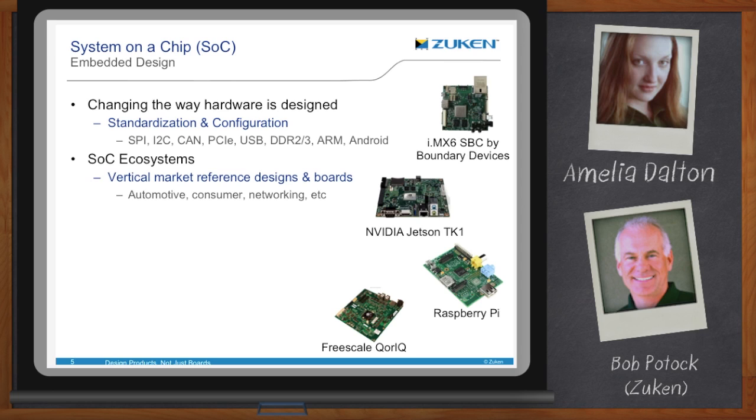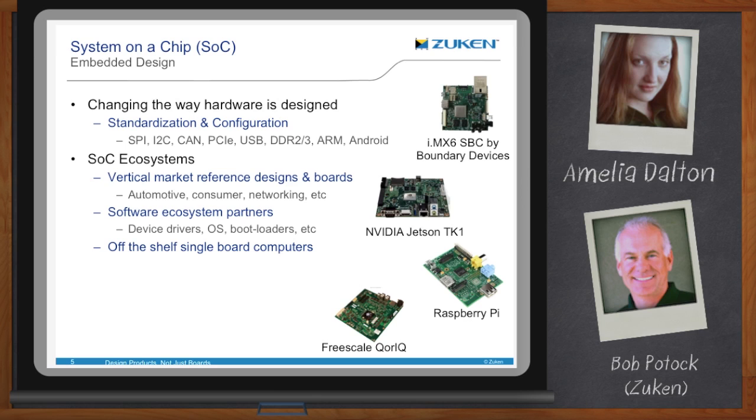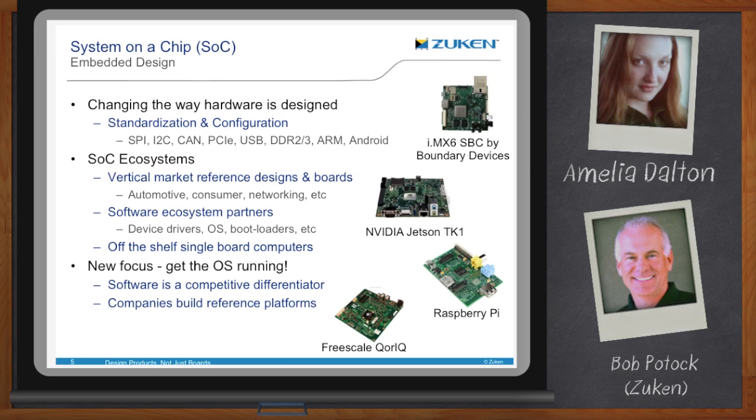Now, when we look at the software ecosystems, we have similar things. I can get the device drivers, the bootloaders, the OS. And I can get off-the-shelf single-board computers that reflect those designs. So what is this doing to the hardware design process? Well, it's shifting the focus from design and debug to getting the OS running on the new prototypes. Because the software is one of the key competitive differentiators and typically the long pole. So companies are even going to the next step of creating reference platforms that they can extend year over year with new technology. Very different way to design hardware than they did a few years ago.